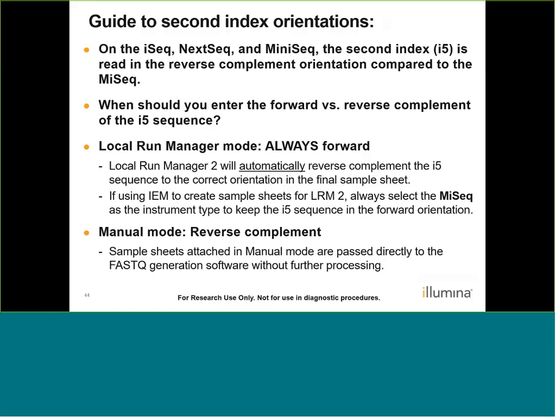If you're running in manual mode, in this case, you do need to give the reverse complement of that I5 sequence. This is because sample sheets in manual mode are not validated or processed by Local Run Manager 2. Instead, they're passed directly to the FASTQ generation software without any further processing. So Local Run Manager mode, always the forward orientation. Manual mode, you will need to reverse complement the sequence as necessary yourself.